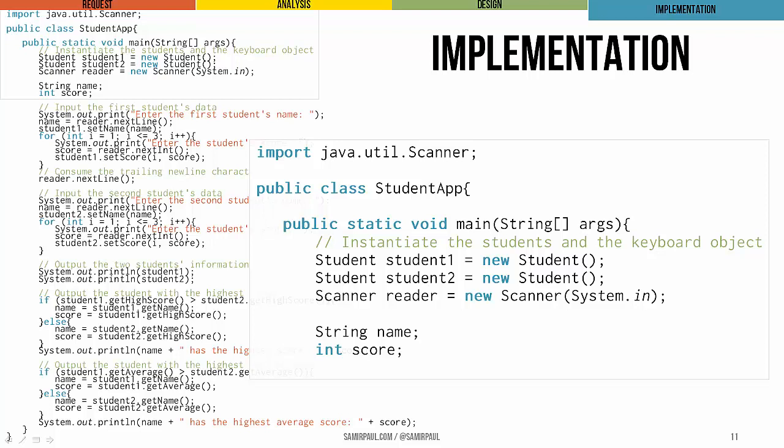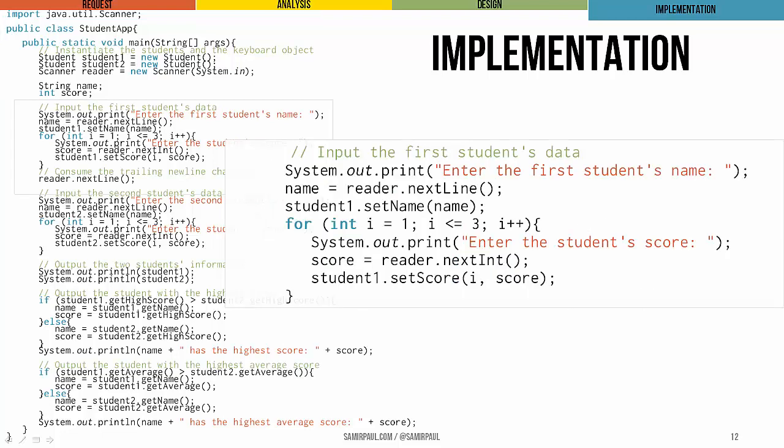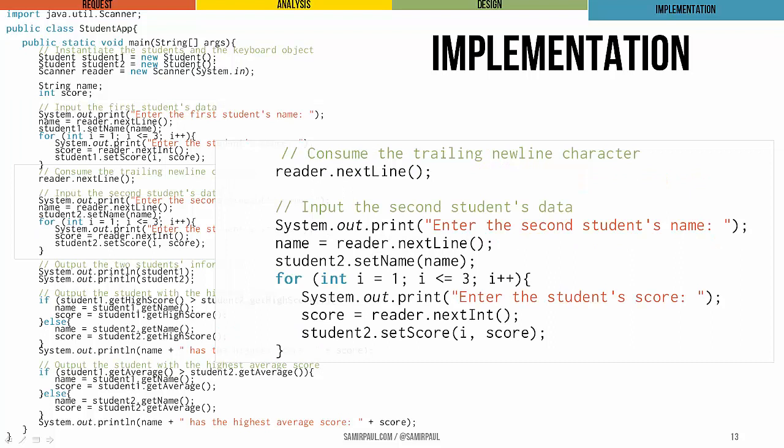We're making 2 student objects, student 1 and student 2. We're also making a scanner that's going to read from the console, and we're declaring name and score, which are 2 local variables that we're going to use. Then we've got a paragraph that inputs the first student's data, prompting the user and getting each of the test scores after the name. We're calling set name and set score rather than, of course, using a direct constructor. We then do the same for the second student.